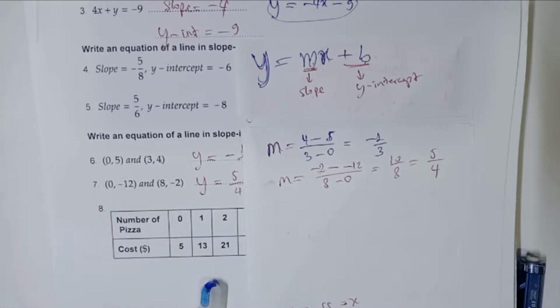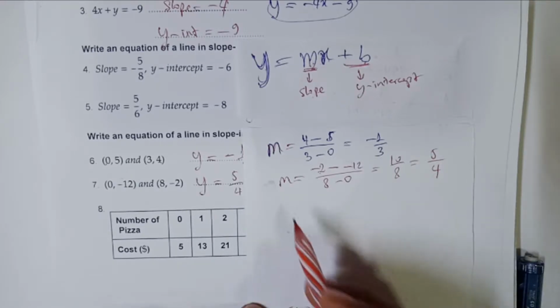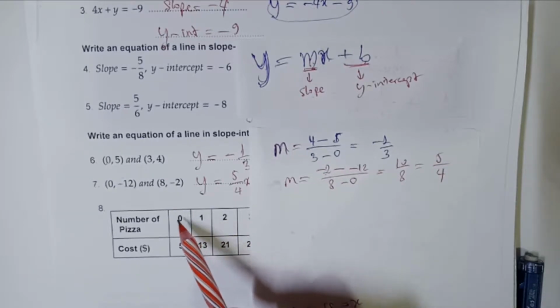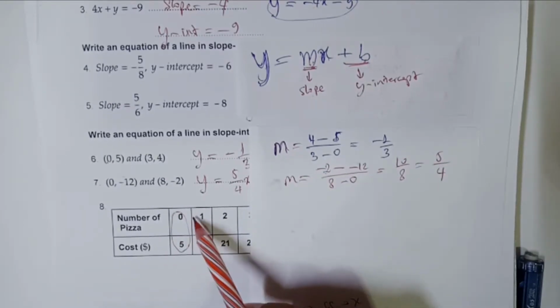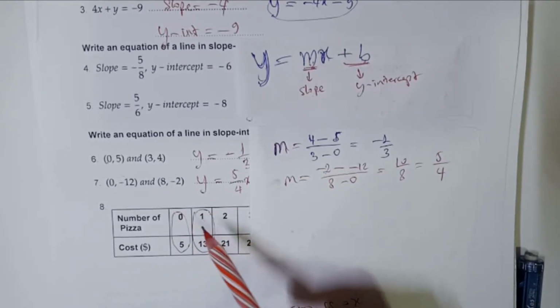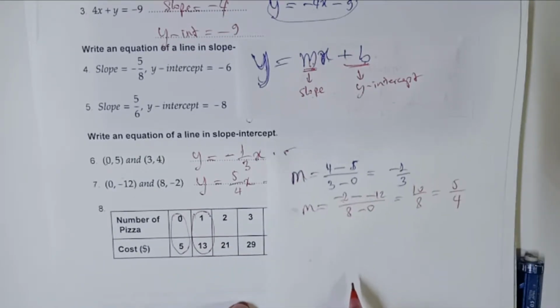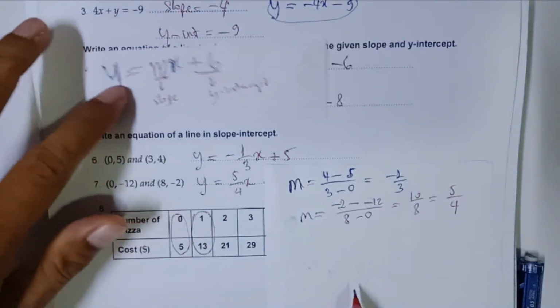For number 8, you just choose 2 points. You have one pair of points and another pair of points. Now after that, you're finding the slope of the line.